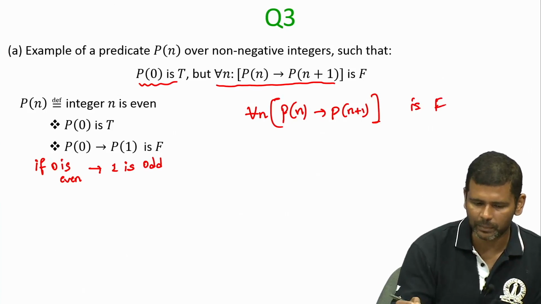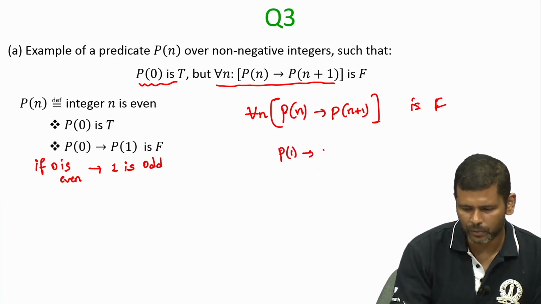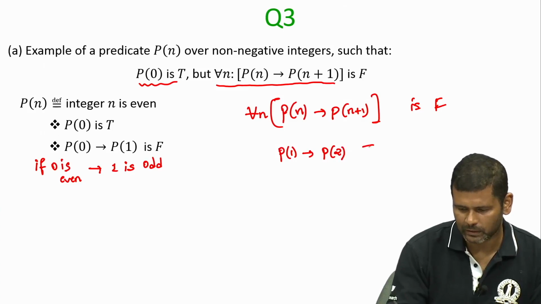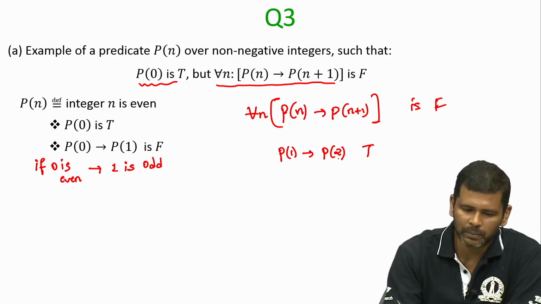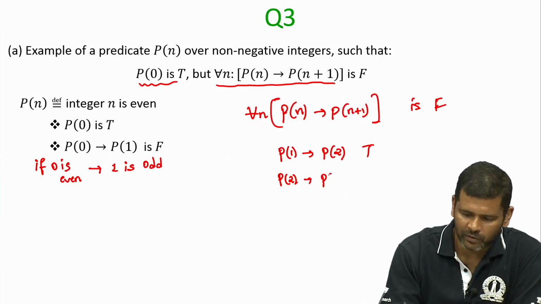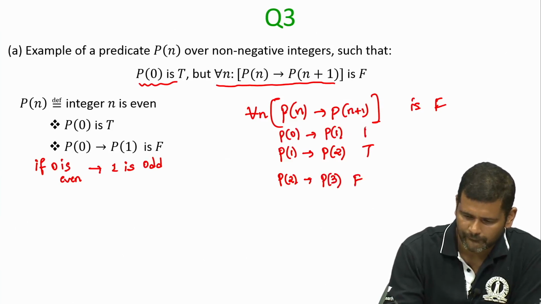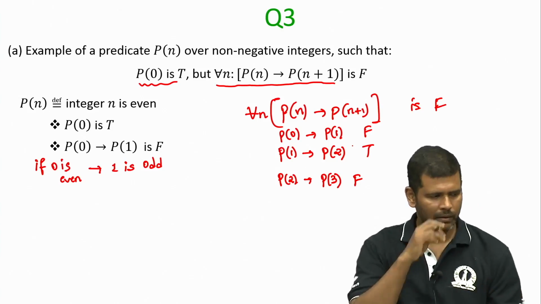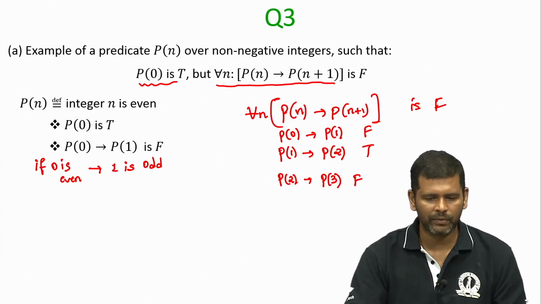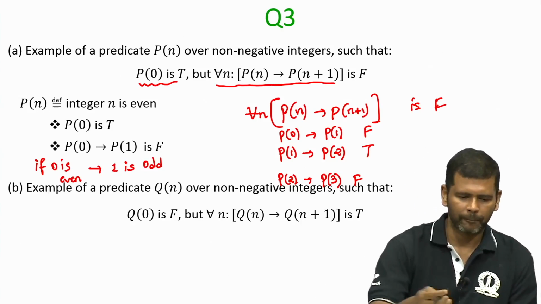It does not matter that p of 1 implies p of 2 is true, because p of 1 is false and p of 2 is true, and false implies true is true, whereas p of 2 implies p of 3 is false, and so on. So, I have a statement for which this universal implication does not come out true for every value of n in the domain, and that is why this is an example of such a predicate.